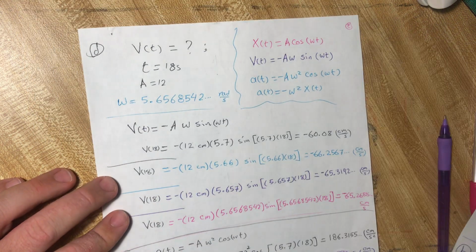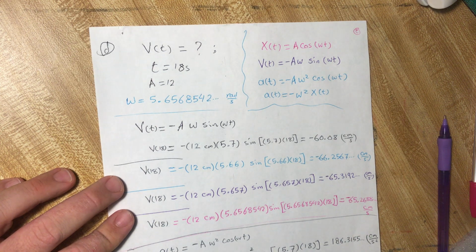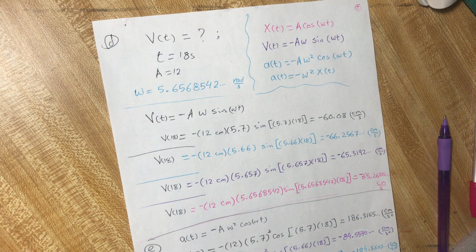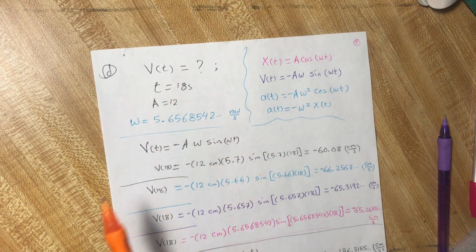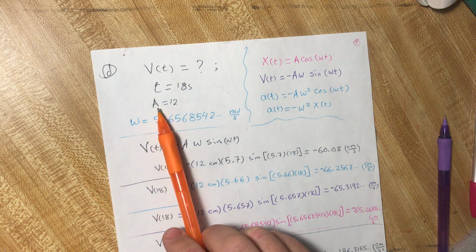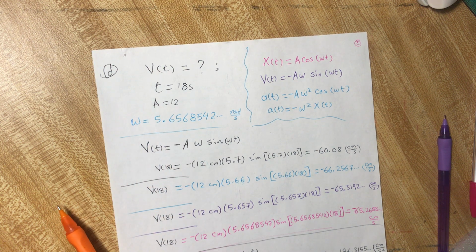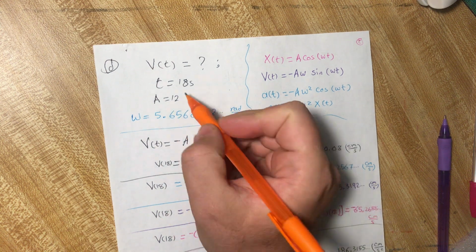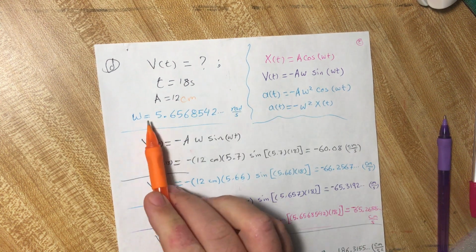Okay. Now part D. We need to find the velocity at the same time. T is equal to 18 seconds and the amplitude is 12 centimeters, I'm sorry. And omega is the same.